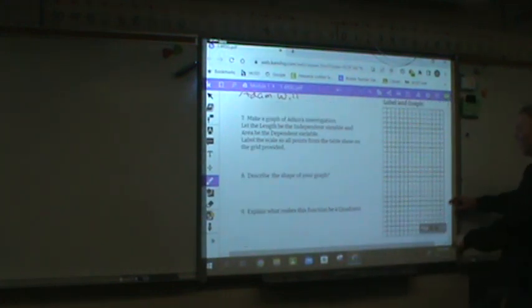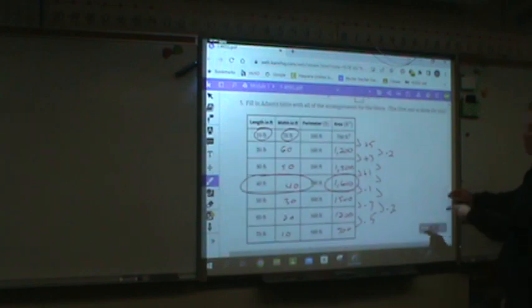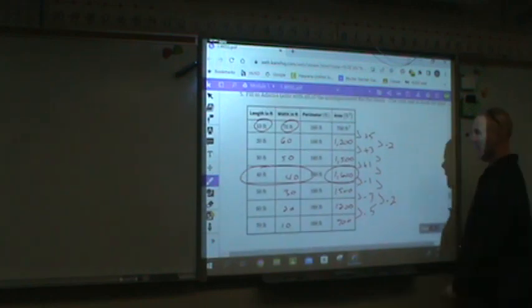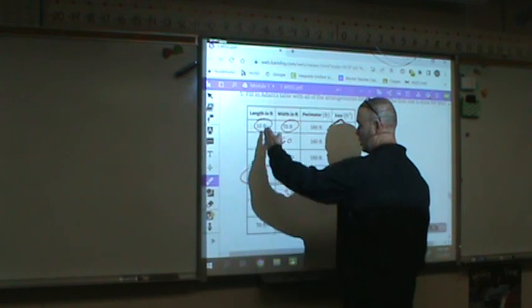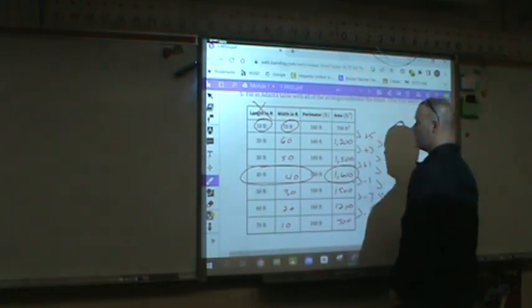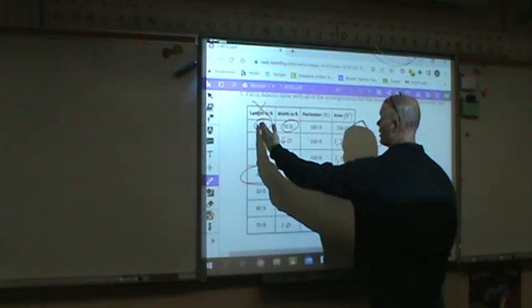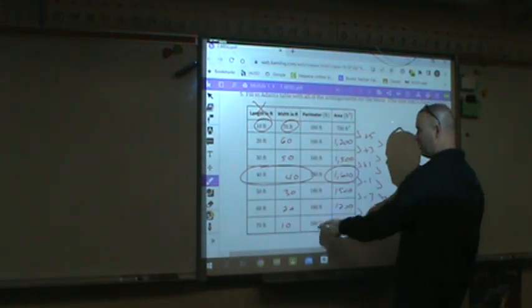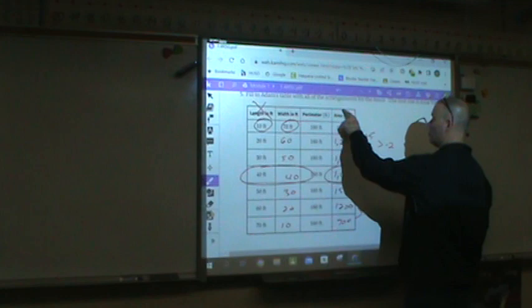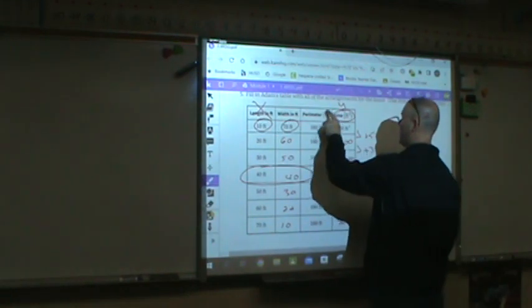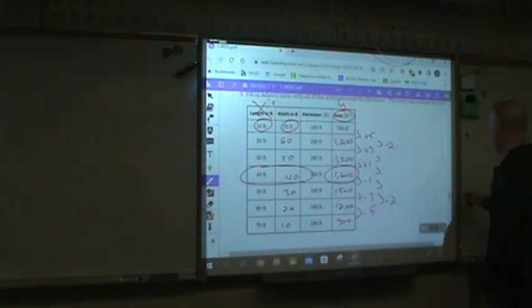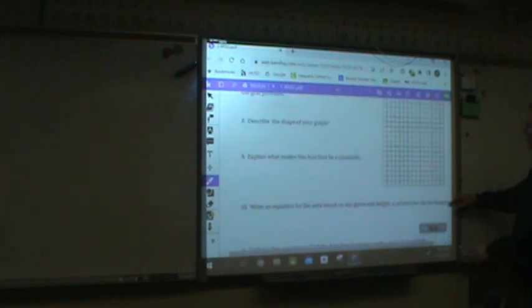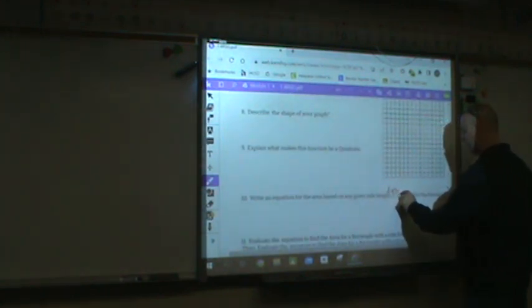We're going to need to toggle back and forth between the graph and the table, keeping in mind that this far left column is going to be my x's. And now what are we comparing? Are we comparing length to width or length to perimeter? I doubt length to perimeter. We're comparing length to area. So these are going to be my x's and my y's. So keep that in mind as you fill in. This comes down here as length.